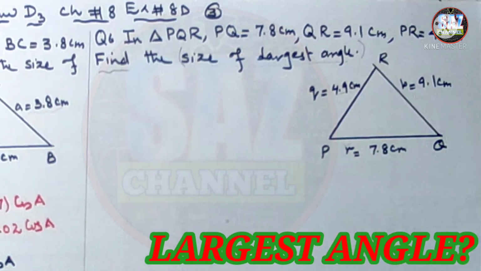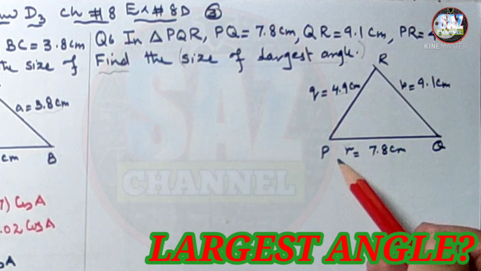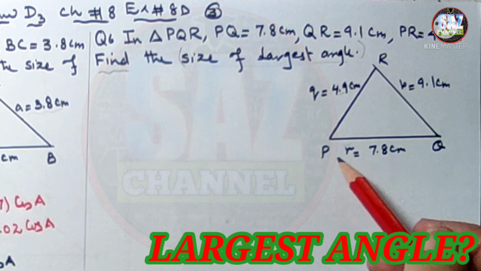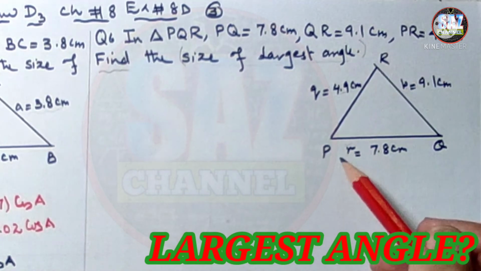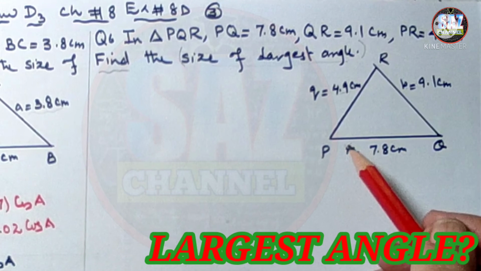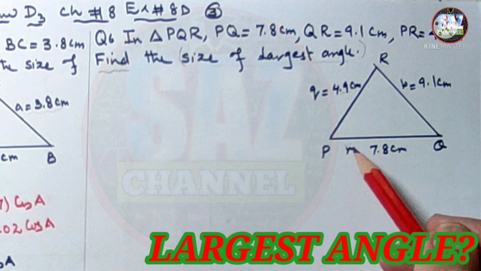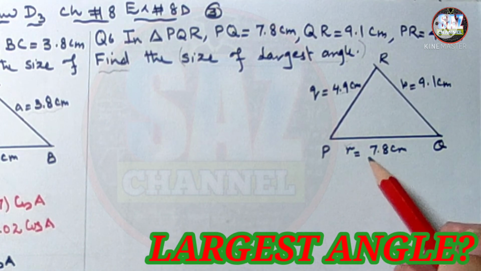So my focus will be only for the calculation of the largest angle. No need to find and perform unnecessary calculations. Okay, so in order to find the largest angle, we know that the largest angle is the angle in front of the largest side. We have to find which length is the largest among these three given lengths.